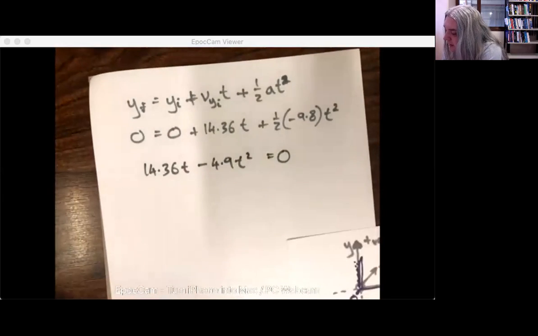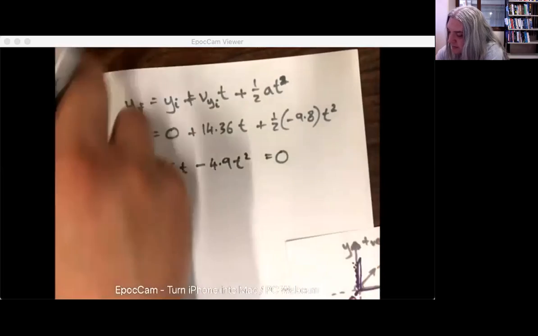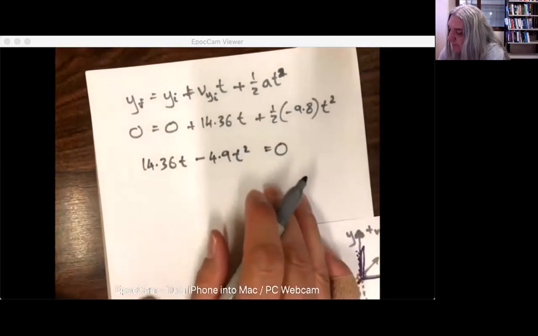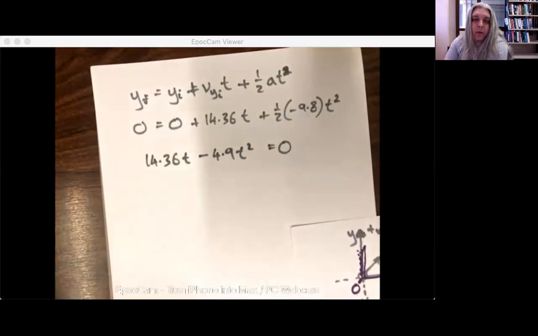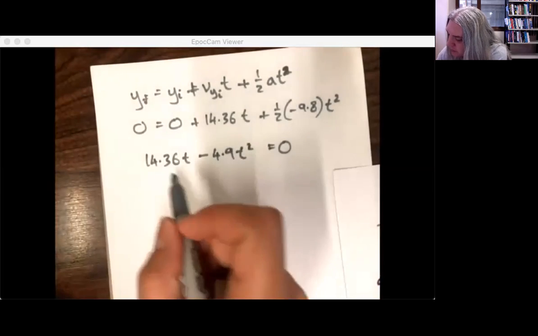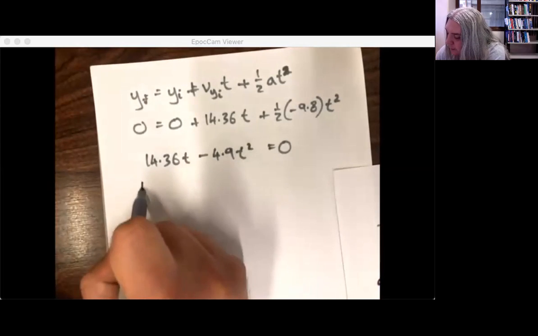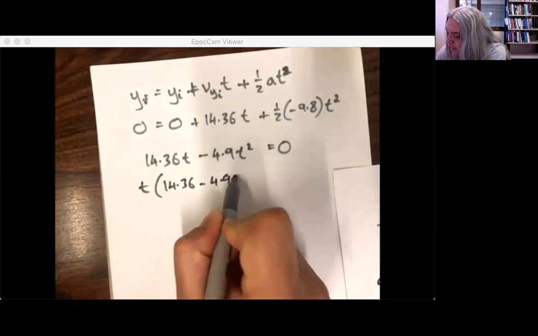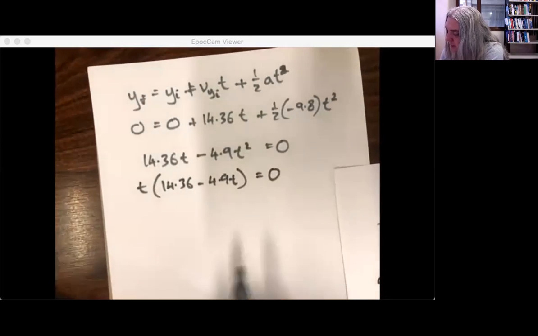For those of you that have done simple math factorizations, this should be pretty straightforward. If you haven't, then in the problem sheets and the solutions, you will see a problem where I do it in two steps rather than one. I'll do that after I've done this approach, just to show you how it can work. So we factor out the t: t times (14.36 minus 4.9t) is equal to 0.